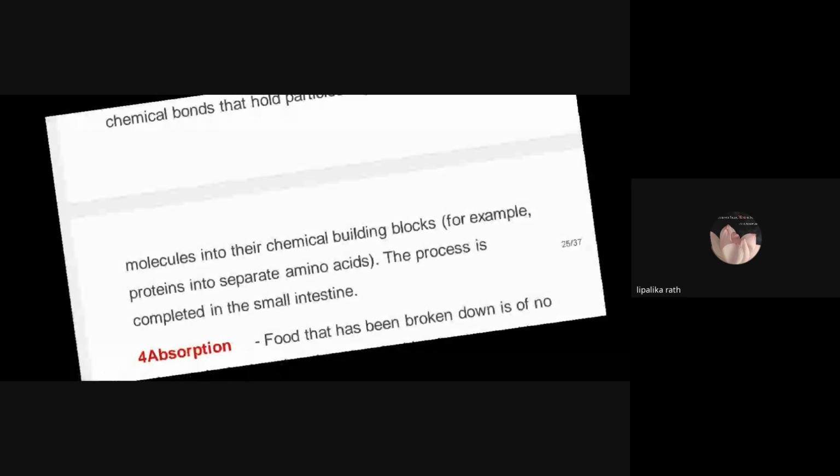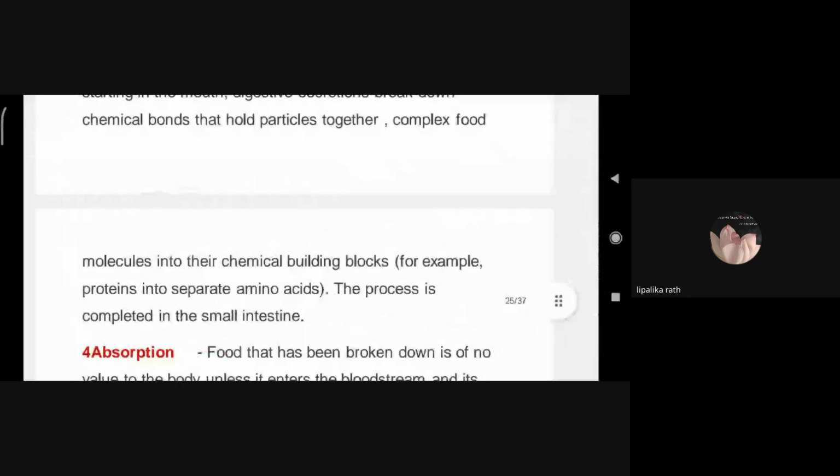Okay, you tried well. Glucose is the simplest form of carbohydrate, and from glucose, pyruvic acid is formed. Pyruvic acid or pyruvate.